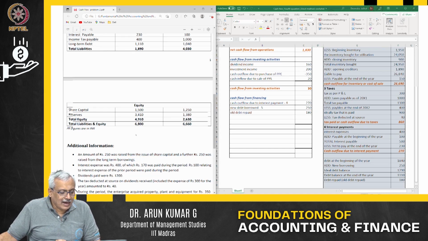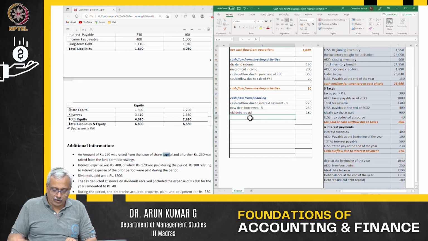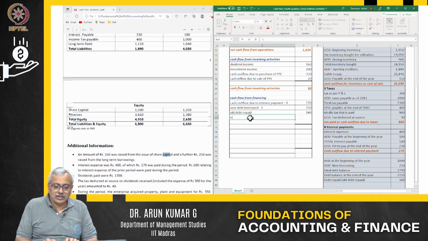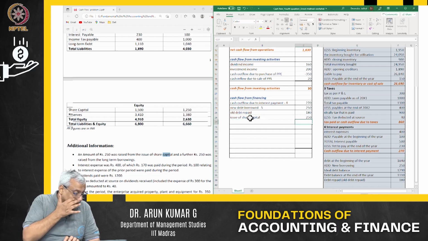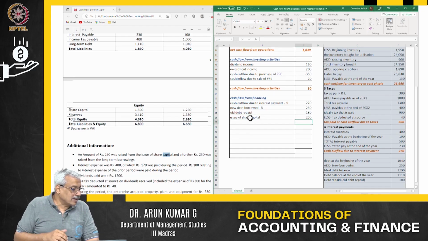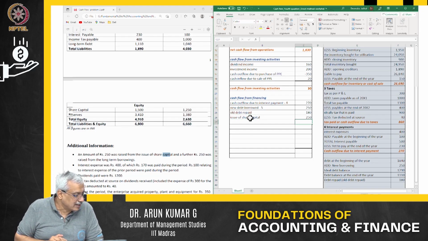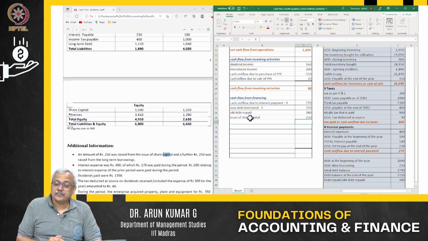Now, let us go back and see the equity capital was 1250 last year, it has become 1500, and it says an amount of 250 was raised by issue of share capital. That means cash inflow. Issue of share capital is $250 in this particular case.